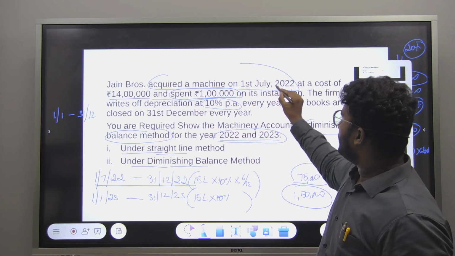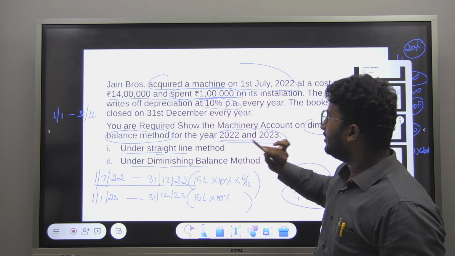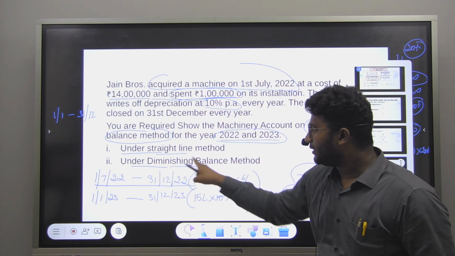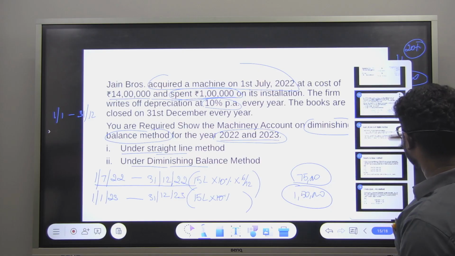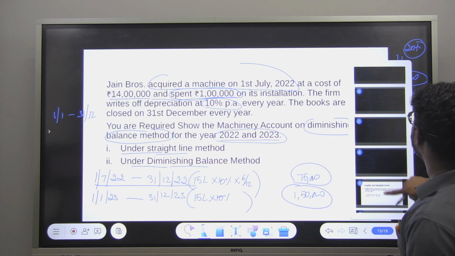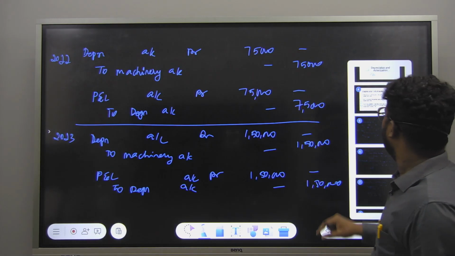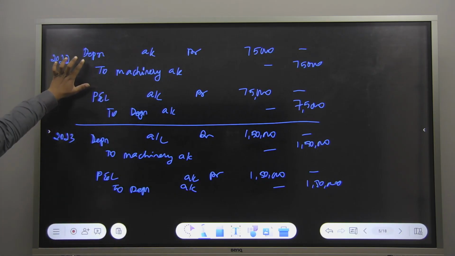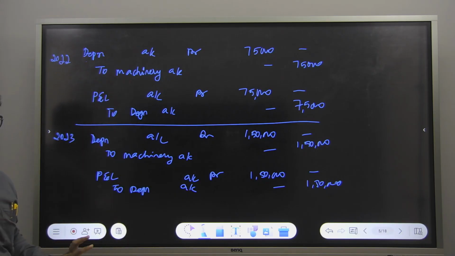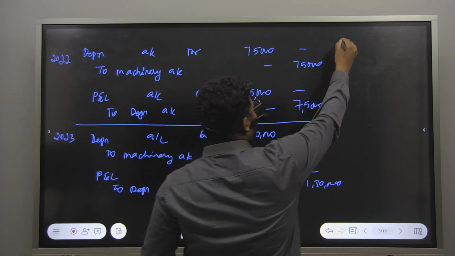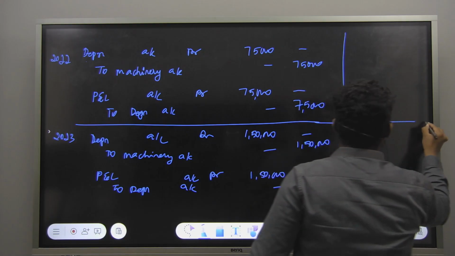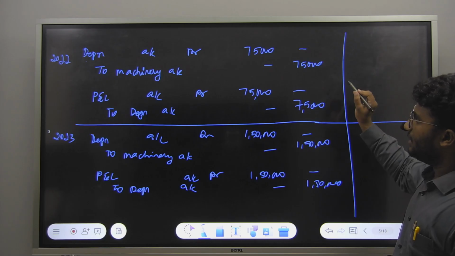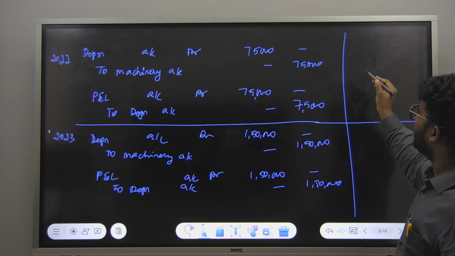Okay, so they acquired machinery for 14 plus 1, 15 lakh rupees. Now we will create machinery account under diminishing balance method. So now let us write the journal entries first. Again journal entry remains same, depreciation account debit to machinery account. Here it was 75,000, but under diminishing balance method, first year there is no change. What is the original value of the asset? 15 lakh rupees.